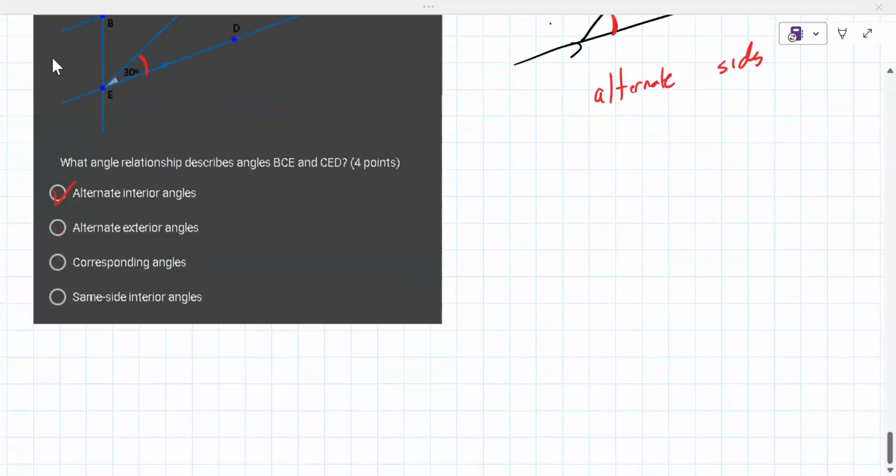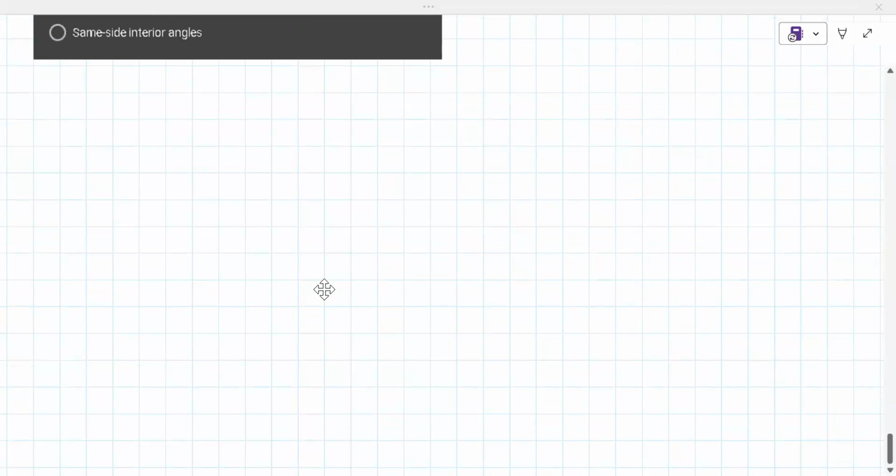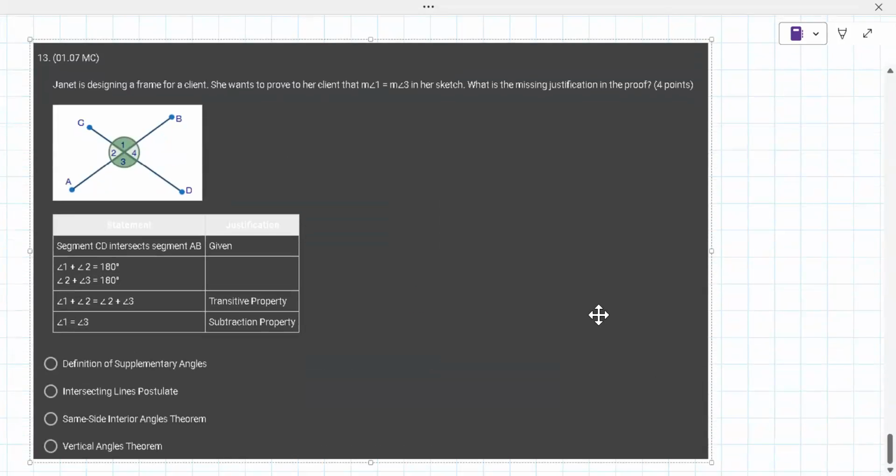Let's load up. Hopefully you're noticing these are somewhat similar, even though they're not exactly the same. We've done a few of these. So Janet is designing a frame for a client. She wants to prove to her client that the measure of angle 1 equals the measure of angle 3. So these are vertical angles. This one at the top, this one at the bottom, those are vertical angles. Okay, now that is not the answer. I made that mistake with you yesterday where I just said, yeah, there's the answer. We go look for it. We're trying to figure out this part right here.